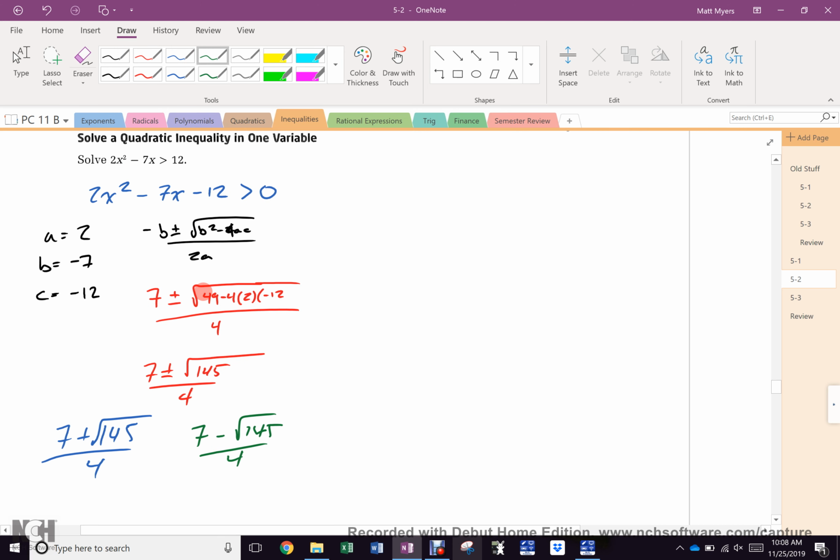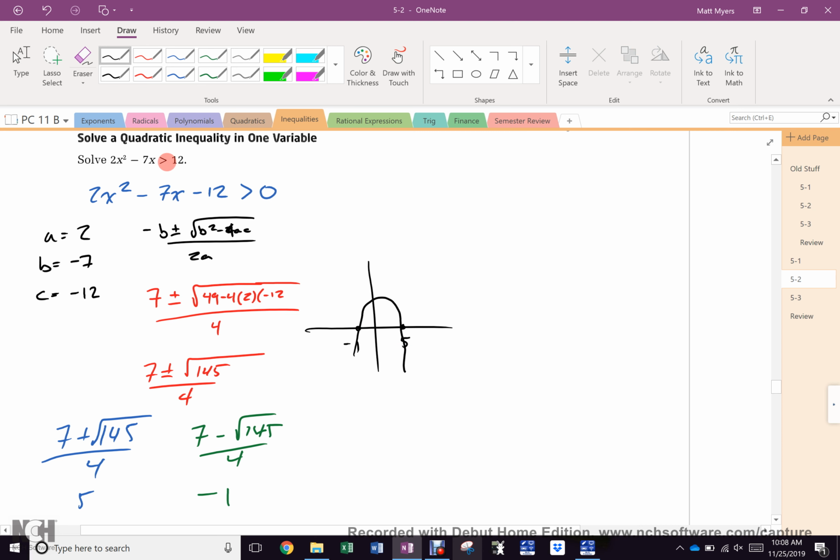What's 7 plus 12? 19. 19 divided by 4 is really close to what? 5. Right? 7 minus 12? Negative 5 divided by 4 is pretty close to negative 1. Right? So I know that if I were to graph this, I'd be pretty close to 5 and pretty close to negative 1. Yeah?